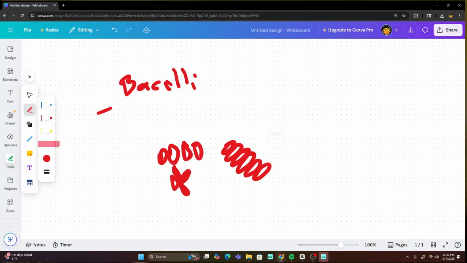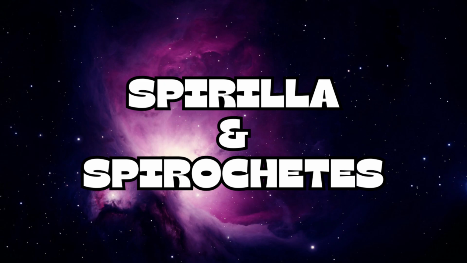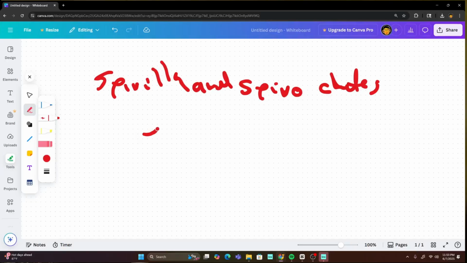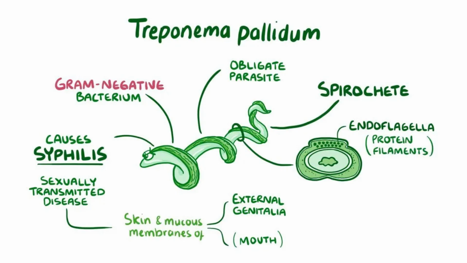coli. Shape number 3, Spirilla and Spirochetes. Then we have the spiral-shaped bacteria. Spirilla have a rigid, wavy shape. Spirochetes are long and flexible, kind of like a spring or coil. One famous example is this: Treponema pallidum, the bacteria that causes syphilis.